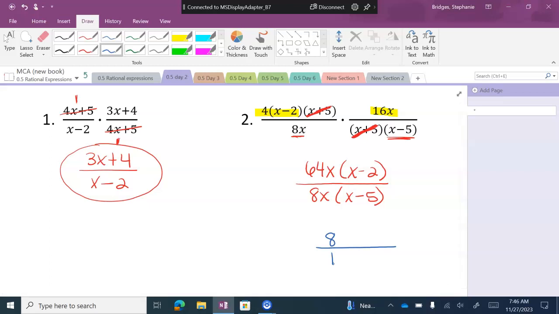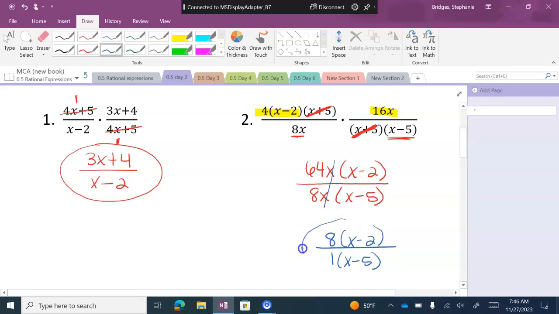And then I have those x's that are still in front of the parentheses. They are being multiplied. It is x to the first and an x to the first. So what are they going to do to each other? Cancel completely. And then I have in parentheses the x minus 2 and the x minus 5, which are not the same, so we cannot simplify those. Is there anything else that it looks like we can simplify?